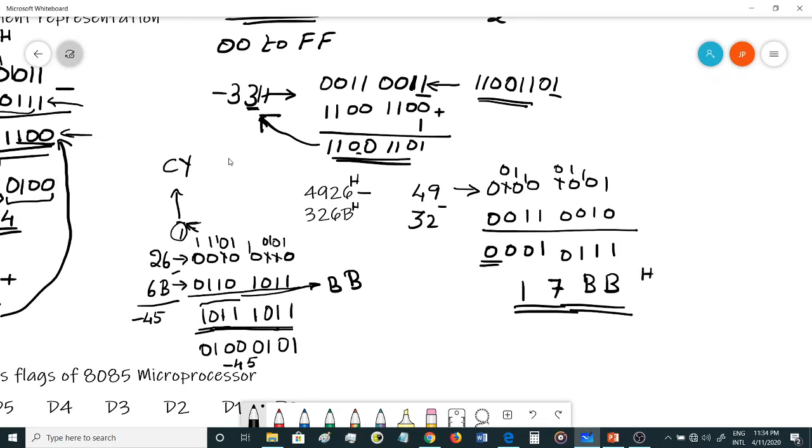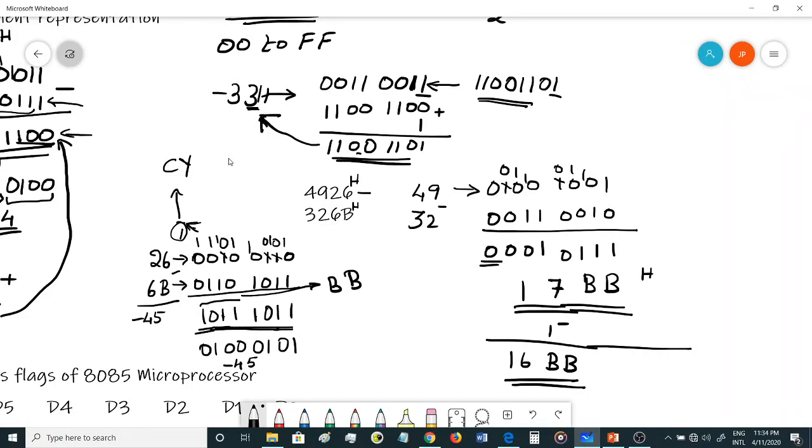So we need to subtract the borrow as well from this. If we have to subtract the borrow, then that will be subtracted from the 17, minus 1, which makes the entire result 16 BB. Right, so it's not 17 BB, 16 BB will be the actual result, since there is a borrow as well.